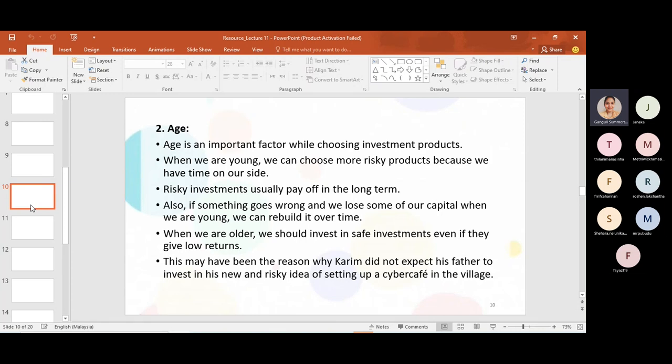When you are older, if you lose some amount of your money, since you are older, you do not have enough time to rebuild it, right? You do not have enough time to recover the loss. Okay, so because of that, when you are older, it is always good to invest in safe investments. They have low returns, that is true, but at least the investment is safe. Okay, so your money is safe. So you have to go for safe investments when you are older.